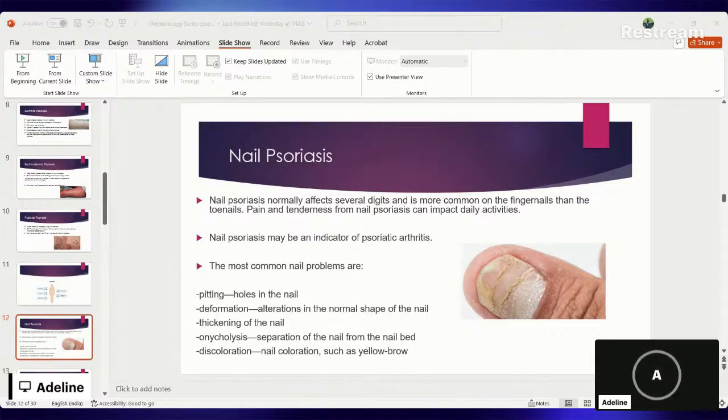Then there is another scoring tool called the Psoriasis Epidemiology Screening Tool, which helps us score the chances of developing psoriatic arthritis. A total score of three or more out of five means it's positive. So we would have to refer the patient to rheumatology to rule out psoriatic arthritis. So that's a quick recap on psoriasis.